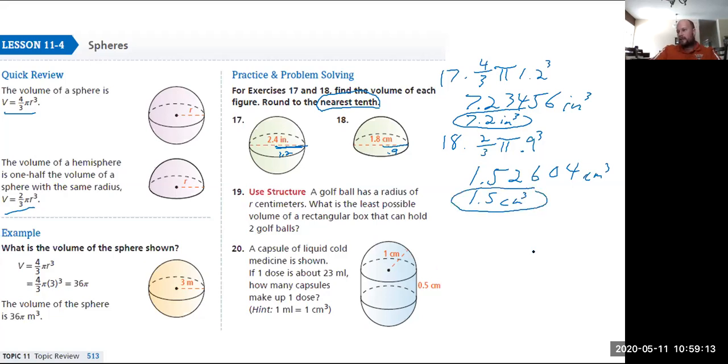All right, on number 19, a golf ball has a radius of r centimeters. What is the least possible volume of a rectangular box that can hold 2 golf balls? All right, so they want the least possible volume for a rectangular box that can hold 2 golf balls. So they need us to figure out the dimensions of this container.